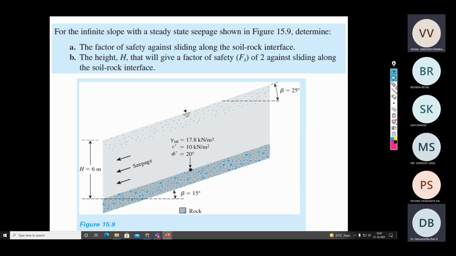Sir, give us a few minutes to do it. Yeah, no problem. So first note down, then I will show you all the equations corresponding to different conditions that we have derived. For example, when the slope is dry, when there is a steady state seepage condition, and when the slope is completely submerged. Here the condition of steady state seepage has been given. Can anybody give the equation for factor of safety?